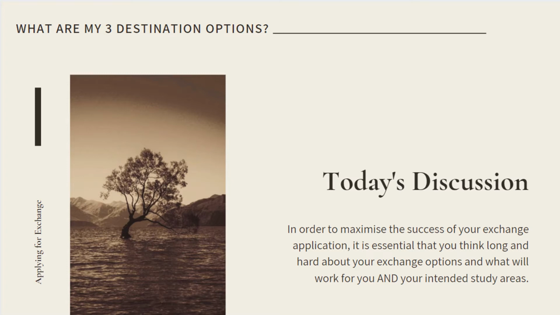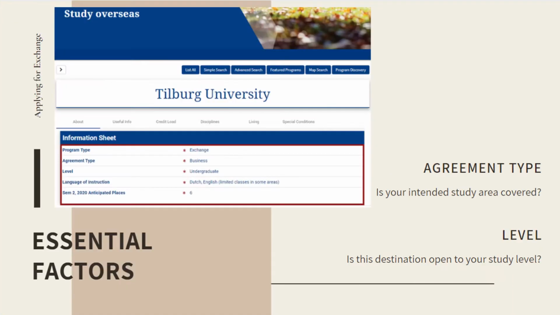One of the first considerations for applying for an exchange overseas is the destination itself. If you navigate to the list of exchange partners on the website for overseas study, you will be taken to a page that displays our extensive range of options. The respective brochure page provides a great deal of helpful information to assist you in making this choice. On the brochure page, beneath the institution photo and blurb, you'll find the information sheet. This shows a snapshot of the more important information about the exchange partner. The program type will read Exchange for all of our exchange partners.